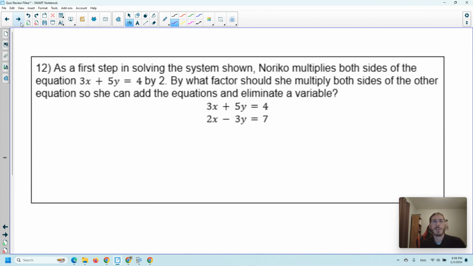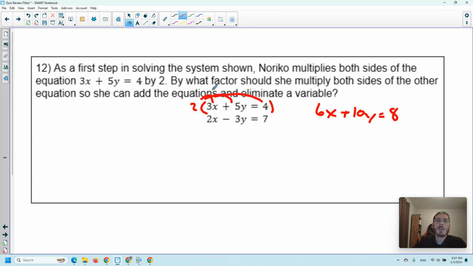All right, for 12, it says, as a first step in solving the problem shown, Noriko multiplies both sides of the equation 3x plus 5y equals 4 by 2. So she's going to take 3x plus 5y equals 4, and multiply that by 2. So that's going to give her 6x plus 10y equals 8.